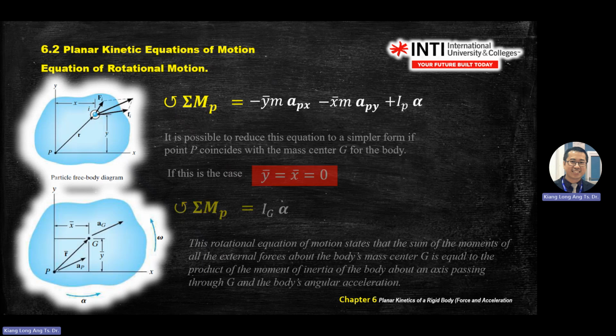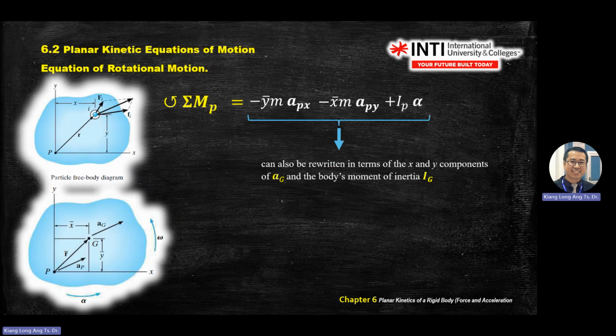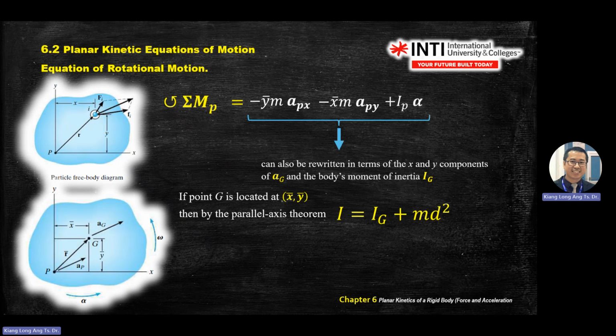At the end, we are interested in this equation. The moment at P will be given by this equation. Or in short, you can write the moment of inertia in this way. IP equal to IG plus MD square, like what you learned in the first session. I equal to IG plus MD square.